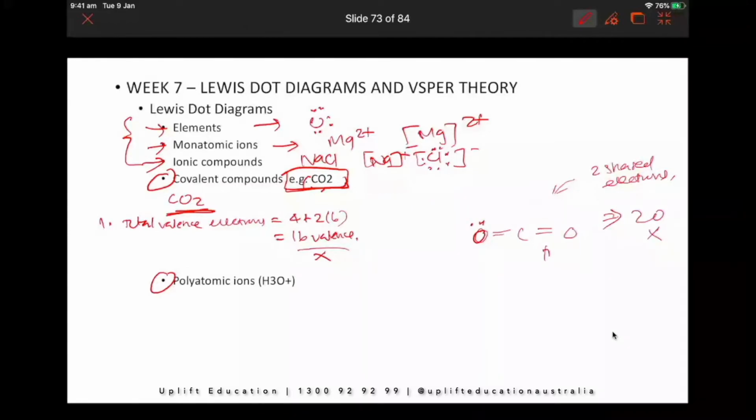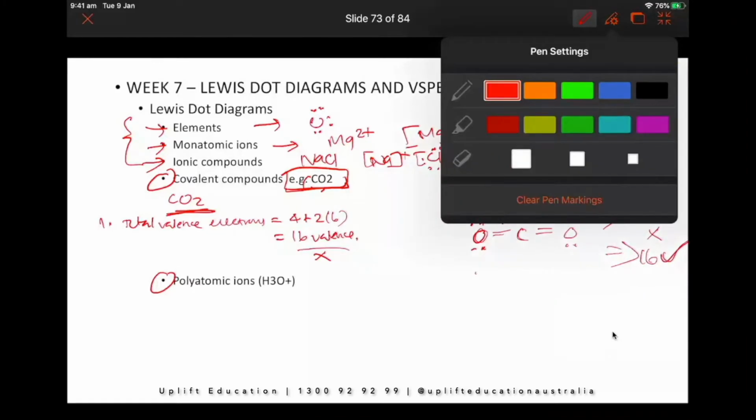This carbon has 4 double bonds, so it has a total of 8 electrons, so its outer shell is full. This oxygen has 2, so I need another 4 valence electrons. And then you count. So it's 2, 4, 6, 8, 10, 12, 14, 16. And then in this case, it aligns with your total calculated valence electrons. So again, that is your correct Lewis dot diagram.